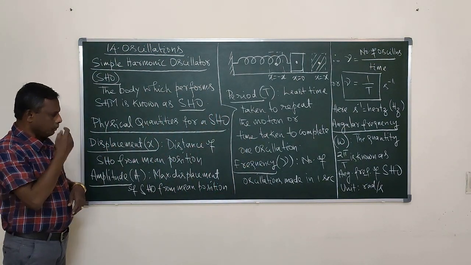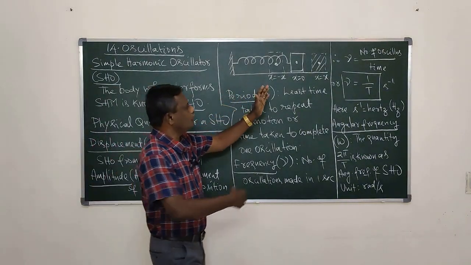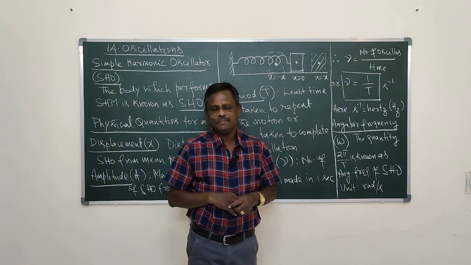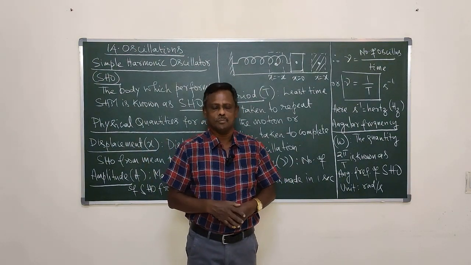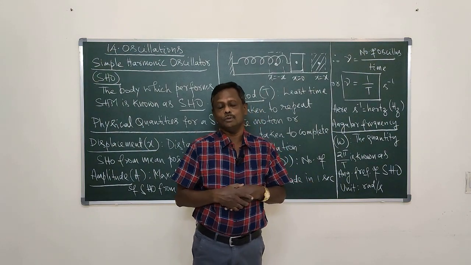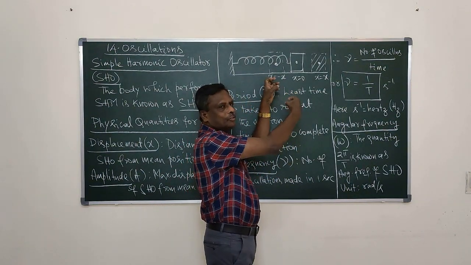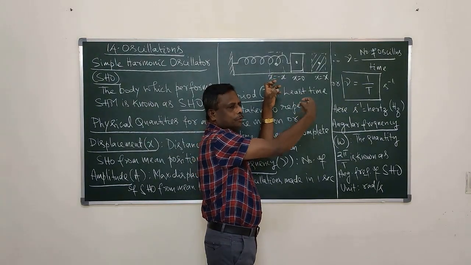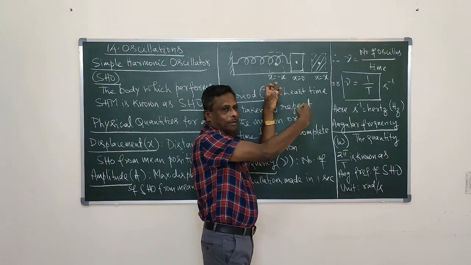First one, displacement: the distance of the SHO from the mean position. That means from the mean position, how far the simple harmonic oscillator moves is called displacement. It is not simply the change in position, it is how far it is away from the mean position. But by using displacement, we cannot know the direction of motion of the simple harmonic oscillator. I'll give an example. Say from x equal to 0 it goes to one particular place x. What is the displacement? x. It goes further, reaches maximum displacement and comes back to the same point. Now how is it moving?